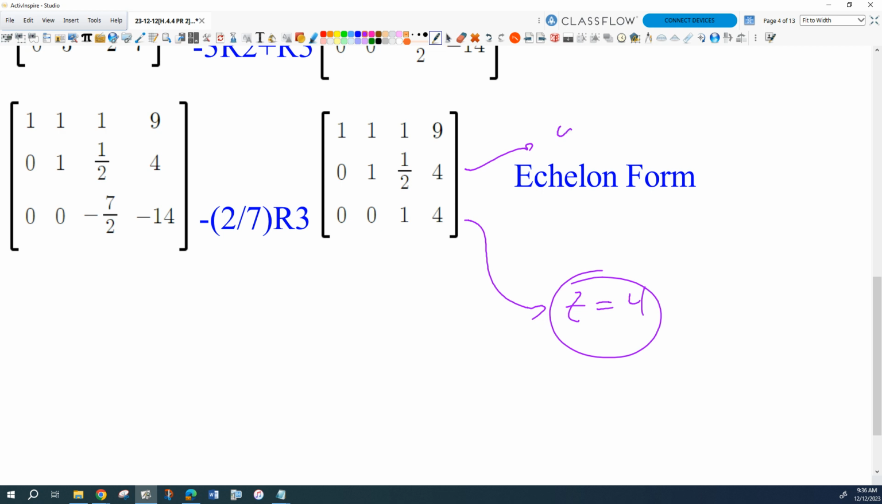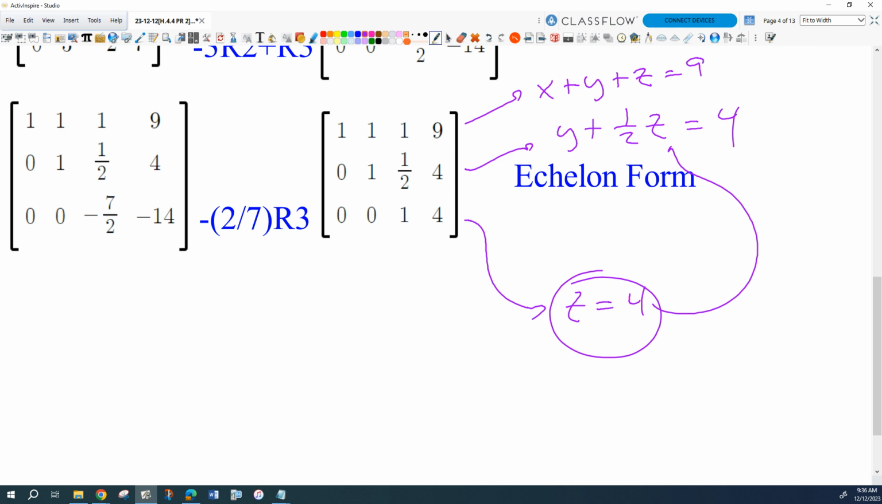Y, you mean? Y plus 1/2 z equals 4. Well, I could plug this value in there and solve for y, right? And then the top one, x plus y plus z equals 9. And now I would have the values of both z and y, which I could plug in and solve for x. Okay, make sense? That's fine.